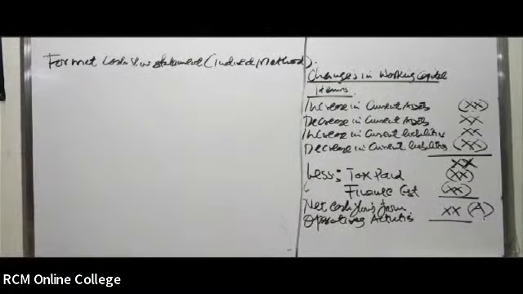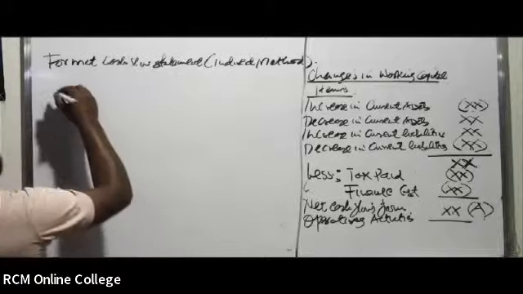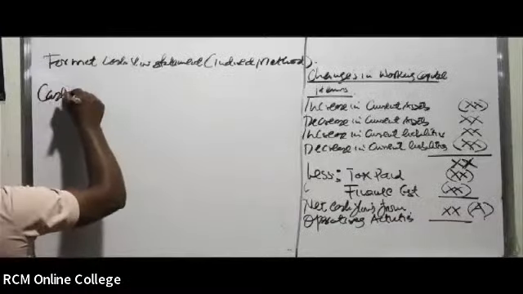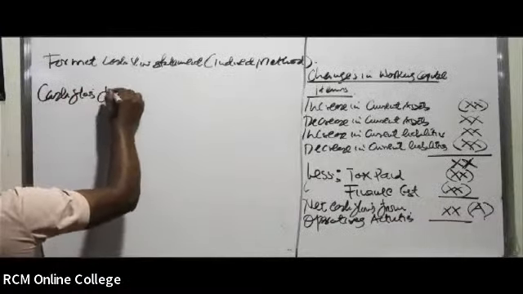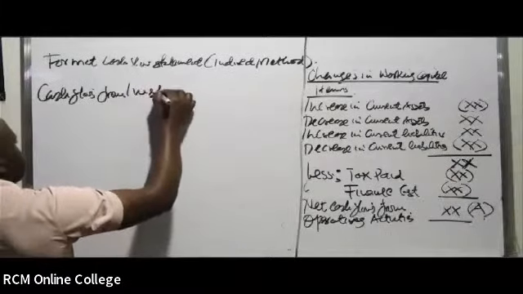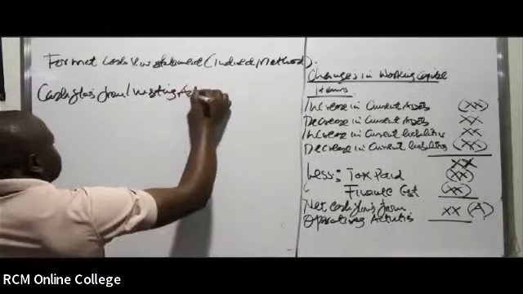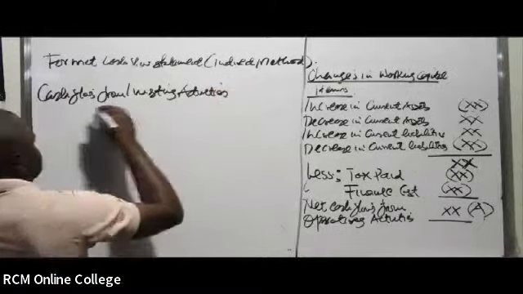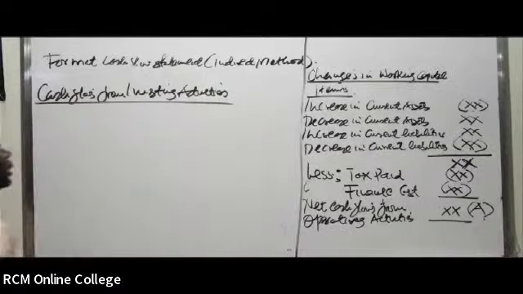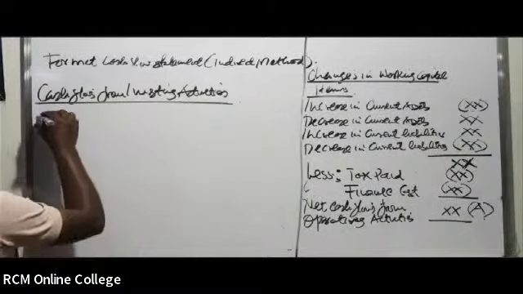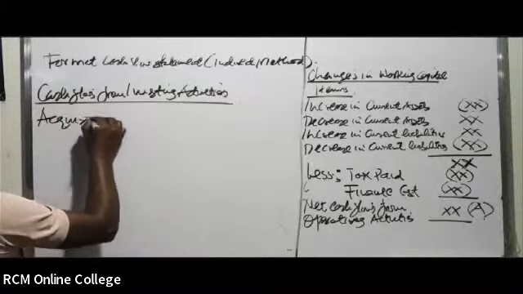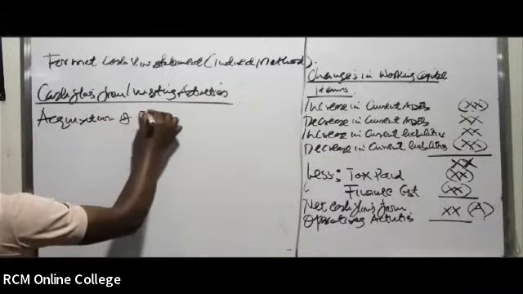In this case, you write cash flows from investing activities as another heading. Here, you'll consider, for example, acquisitions and sale of assets. Majorly that is what normally happens here. So you can have, for example, acquisition of property, plant, and equipment.